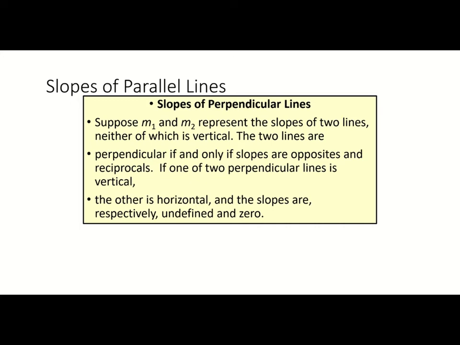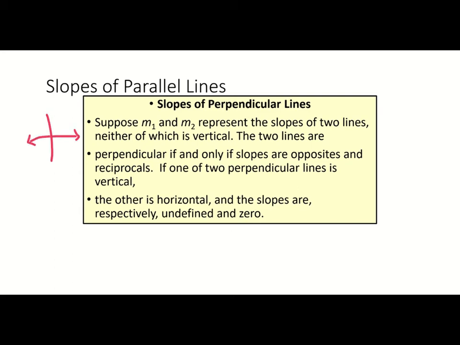All right, now, even though it says slopes of parallel lines at the top, we are actually looking at slopes of perpendicular lines. So we are going to suppose that the slope of line 1 and the slope of line 2 represent the slopes of 2 lines, neither of which is vertical. These 2 lines are perpendicular. So 2 lines are perpendicular. Remember, perpendicular, they form right angles.